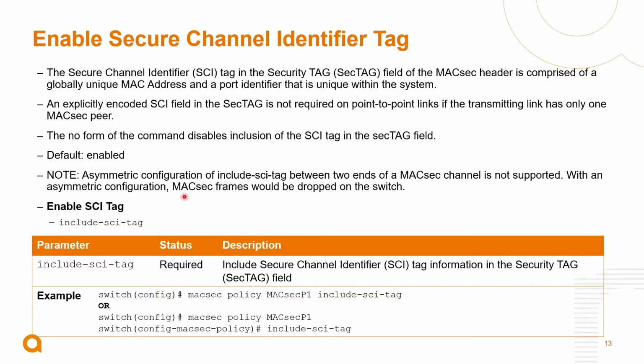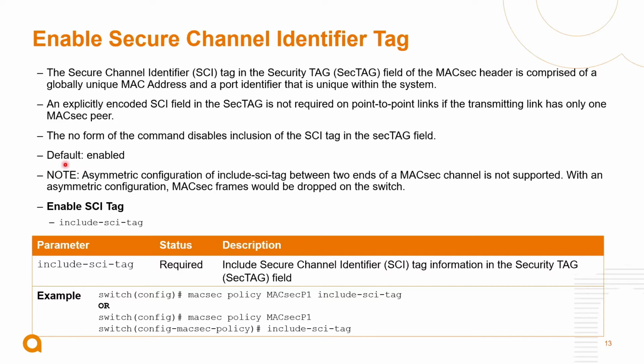If you are having more than one MACsec channel running on the same link, which we currently don't support on CX, but when you do have it, you would want this SCI, which enables the device to identify which channel the packet is coming over. By default, SCI is enabled on CX. You can choose to disable it using no include SCI tag. For a point-to-point link, technically SCI isn't mandatory.